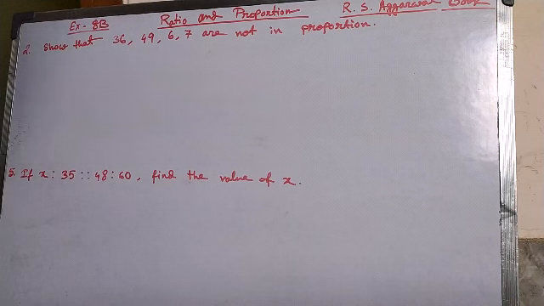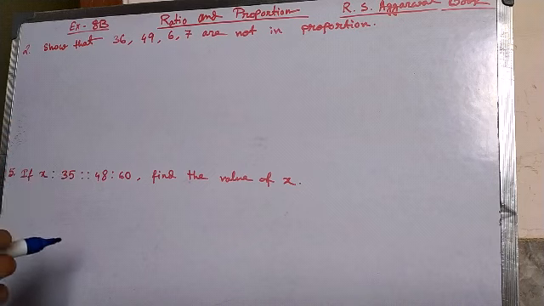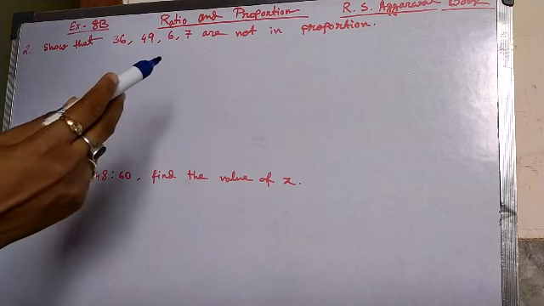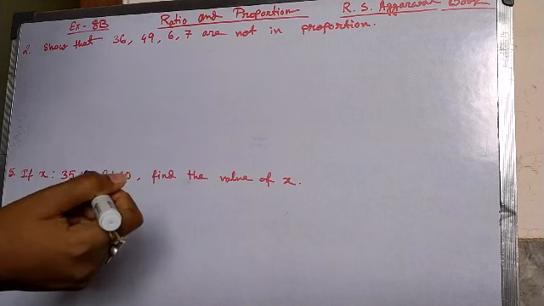Hello everybody. Today I will discuss exercise 8b from R.S. Agarwal book. This is proportion sums. First, question number 2 I will discuss here. Show that 36, 49, 6 and 7 are not in proportion.